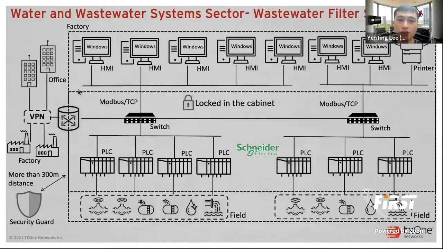Now let's focus on the factory itself. Frankly, the network architecture is simple. It includes Windows 7 for HMI and communicates with a Schneider PLC over Modbus TCP. Additionally, there is a printer on the network.